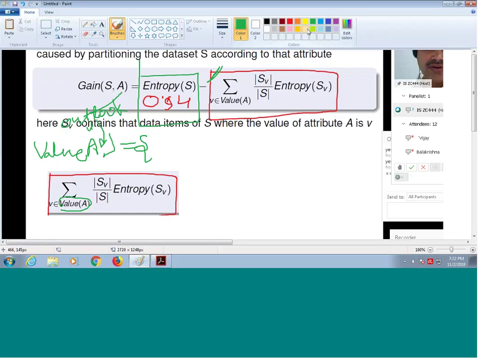So it could be sunny, overcast or rainy. Since it is a summation, for every value you have to apply this particular formula. SV means if you divide the data based on that value, how many items are there. The mod says what is the cardinality of this item. Initially, what is the cardinality of S and how many items are there.